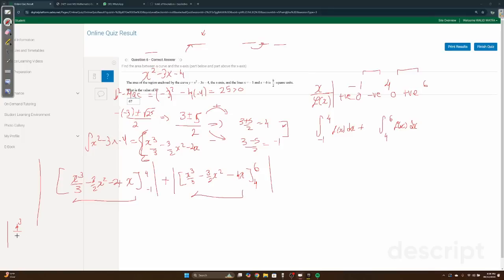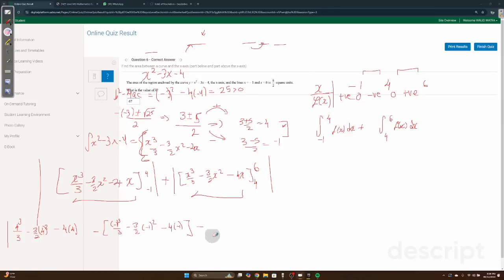Yes, 4 cubed over 3 minus 3 over 2 times 4 squared minus 4 times 4. Okay. Minus, open your bracket, because remember, you're subtracting both of the bounds, and the minus goes into everything. Minus 1 cubed over 3, minus 3 over 2, minus 1 squared. Please make sure to put the minus 1 under brackets if it's falling under an exponent, okay? Minus 4 times minus 1.